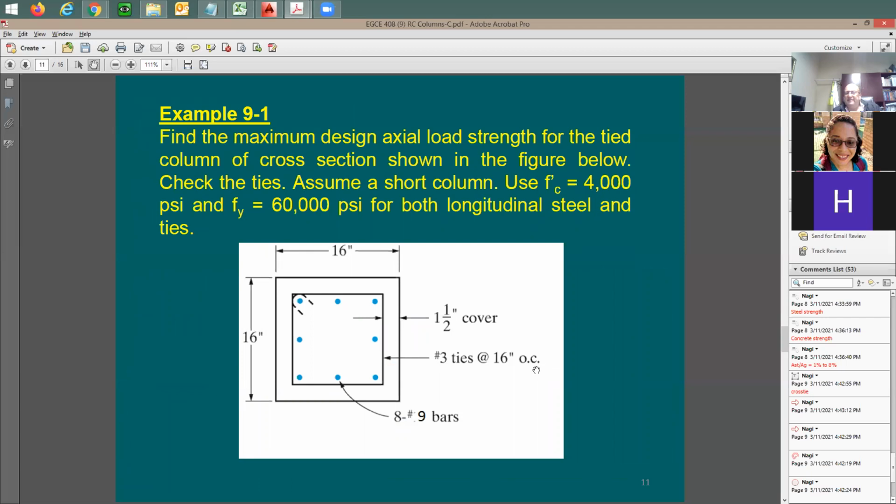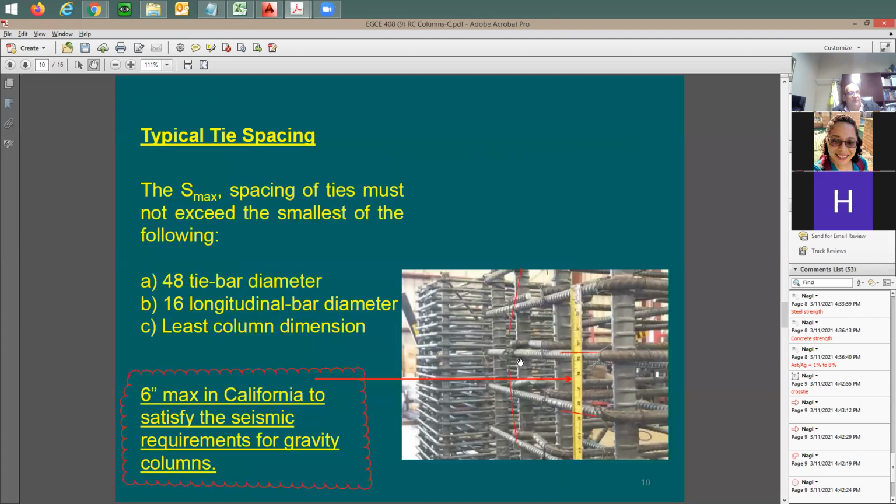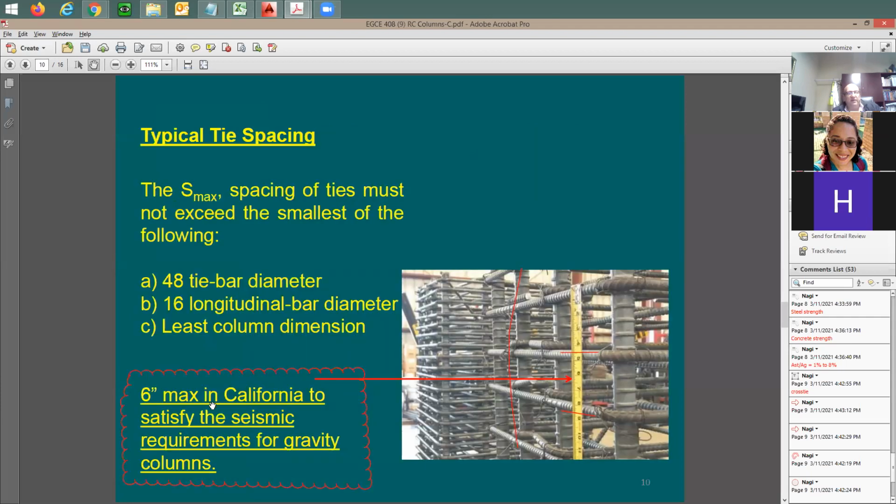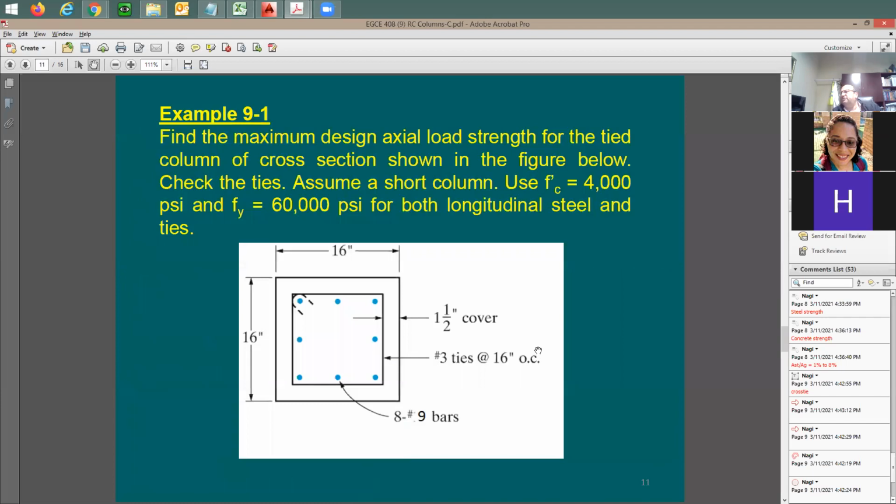Number 3 ties at 16 inch. This is going to be too much, yes, but this is not in California. This is taken here from the textbook. In the textbook, you're going to see here 16 inches allowed. If you just follow the 3 requirements, it's going to be okay to go to 16 inch. But if you go to California, you're going to make this 6 inches instead of 16.